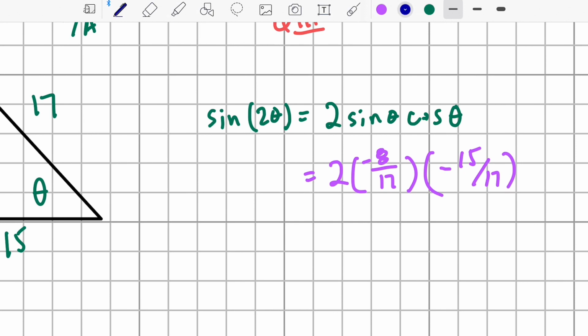So now it's just using a calculator. So let's multiply. We're going to multiply 2 times negative 8 times negative 15. That's going to give me 240 over 17 times 17. It's going to be 289. And then you can check to see if you can simplify that by using a calculator. And let's see. No, let's leave it like that. So that is your answer for sine 2 theta.